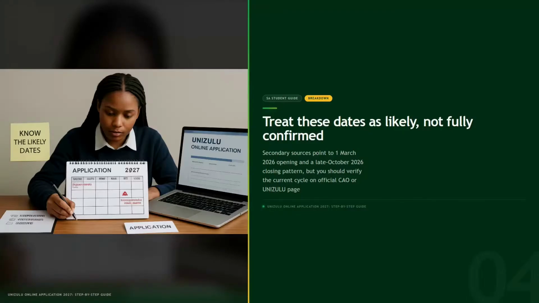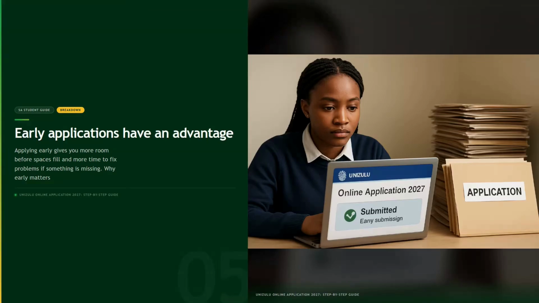Before you start your application, it is important to know the application dates. Applications for the 2027 academic year opened on the 1st of March 2026. The main closing date is expected to be the 31st of October 2026. However, some programs may close earlier if they become full or have limited space available. For this reason, you should not wait until the final week to apply. Submitting your application early gives you the best chance of securing a place.